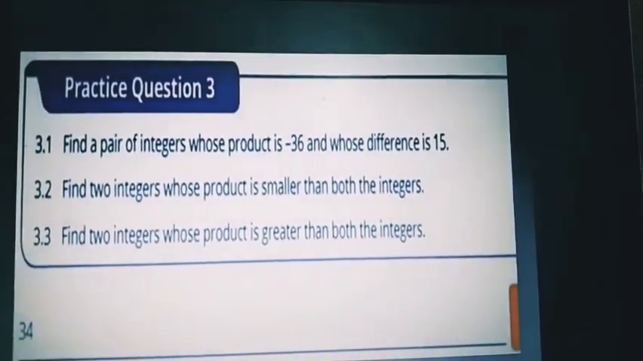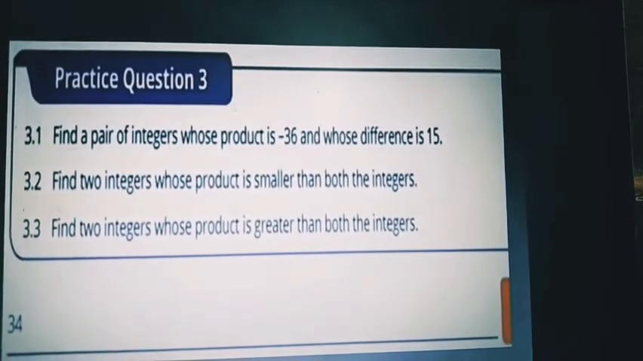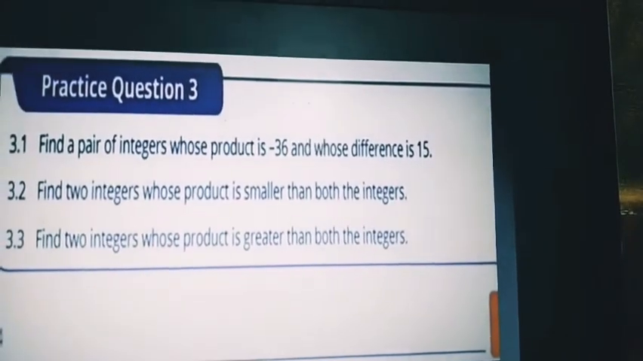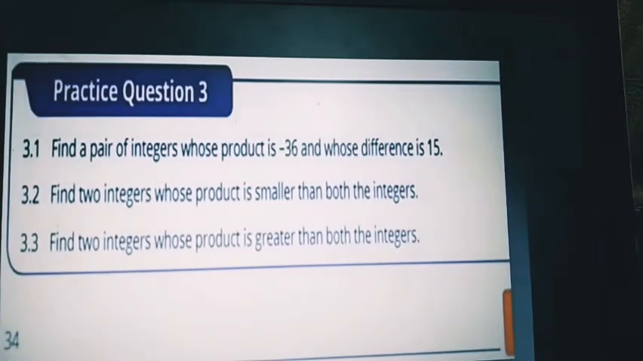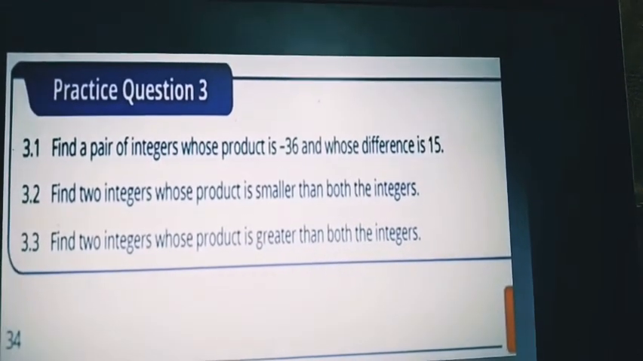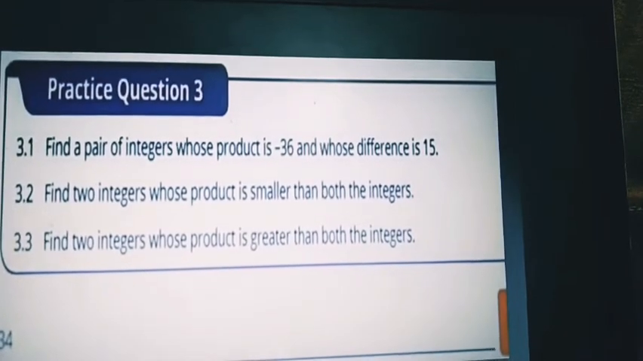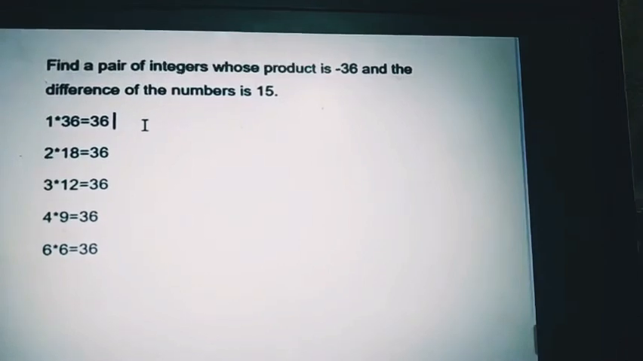The second one, find two integers whose product is smaller than both the integers. So when you multiply, the answer should be smaller than the given integers. So try exercise 1.3 first question and these three questions in your classwork. I'll send you the answers in the next video.